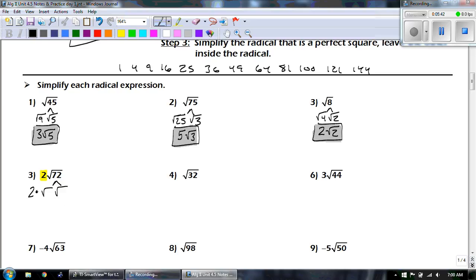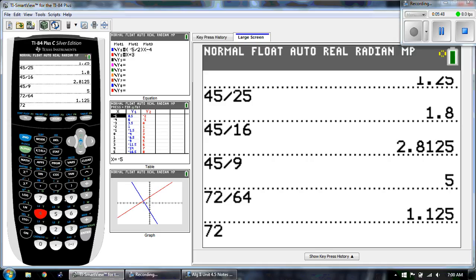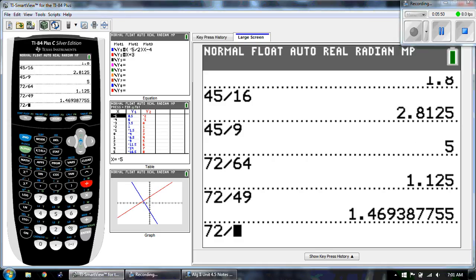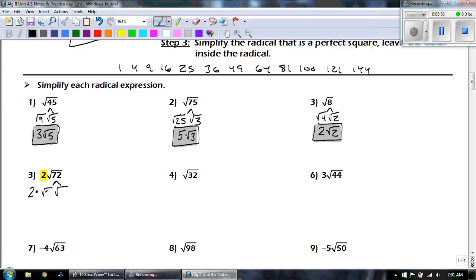So you would be checking 64, 49, 36. There it is. So it's the square root of 36 and the square root of 2. The square root of 36 is 6. And then 2 times 6, we keep simplifying, we get 12. Okay, so with the numbers outside, we multiply them. Those are like the coefficients. Okay?